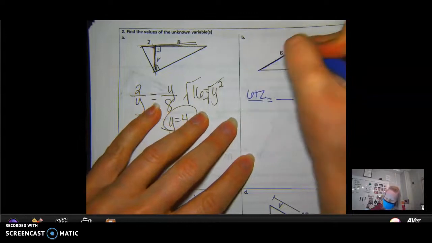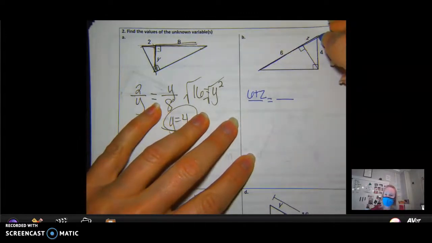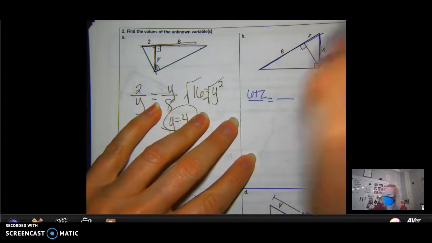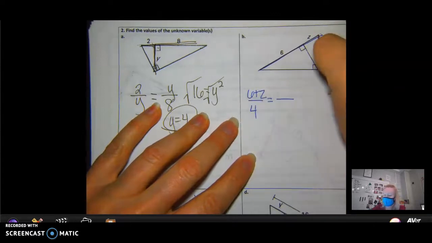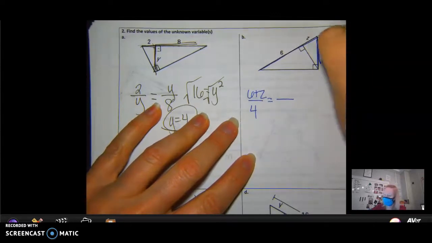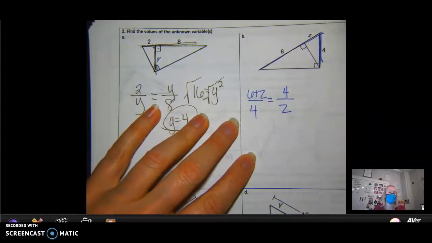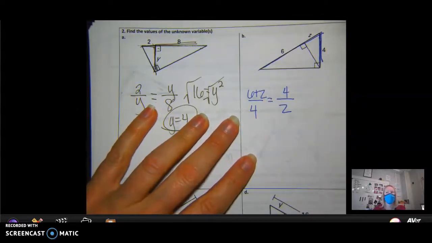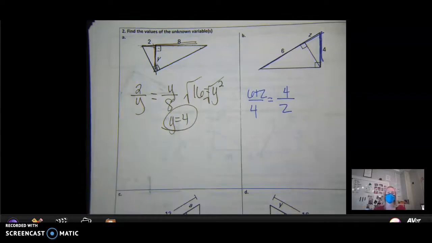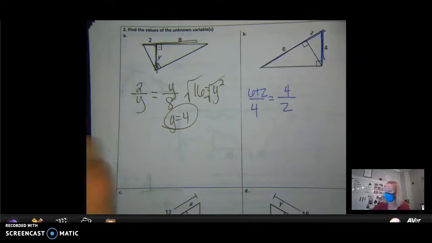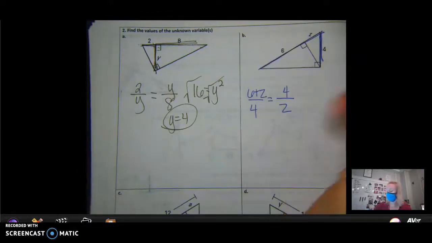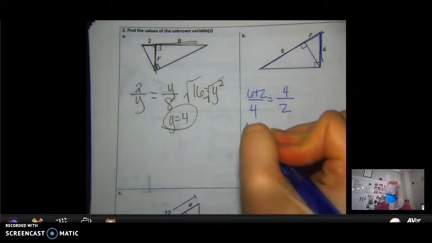So 6 plus z over 4 equals 4 over z. Perfect. Now, this one's going to take some algebra. I want for you to see how far you can get on this, and it's going to be with quadratics. I'm going to cross multiply, right? What's 6 times z? What's z times z?